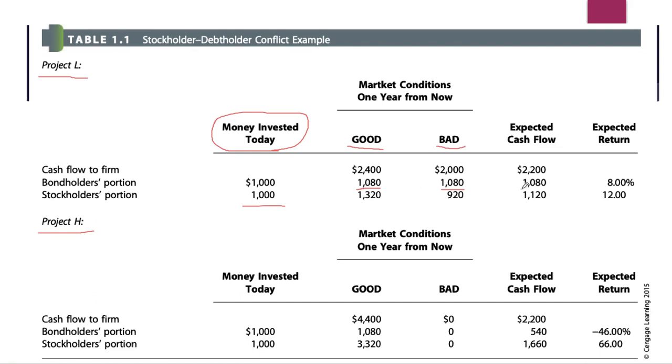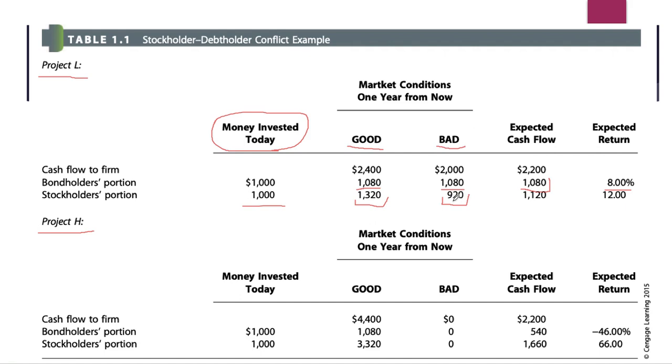And their expected cash flow is just the same number, $1,080, let's say. And here the fixed interest rate is given by 8%. On the other hand, the stockholders' portion depends on whether the conditions are good or bad, because they are sharing the profit of the company or loss of the company. So if the conditions are good, then their investment will become 1,320, and if the conditions turn out to be bad, their investment decreases to 920.